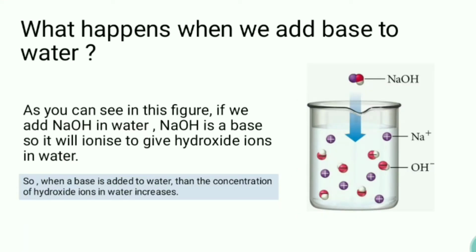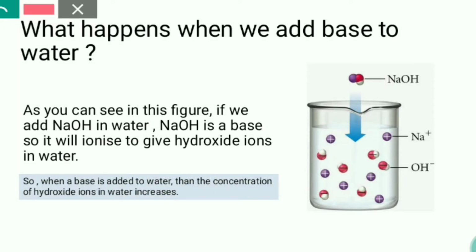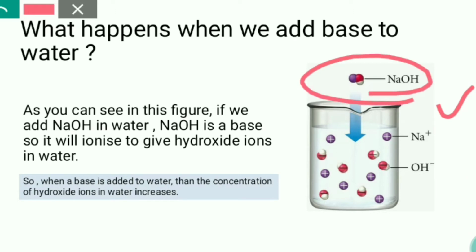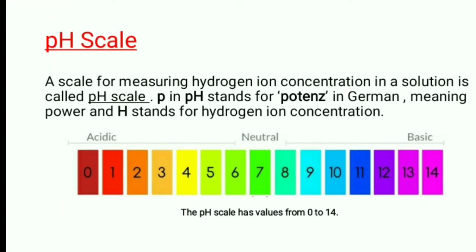Next, what happens when we add base to the water? Again, you can see in this figure what is happening when we are dissociating sodium hydroxide, which is a base. It is giving sodium ion and hydroxide ion. So when a base is added to the water, the concentration of hydroxide ion increases. Why? We all know already the water is having OH negative, and further OH negative hydroxide ion increased when we dissociated NaOH, as a result of which the concentration of hydroxide ion increases.